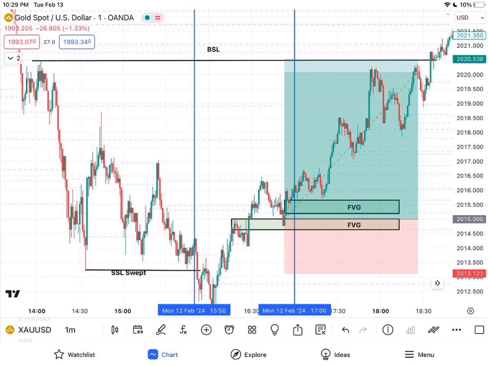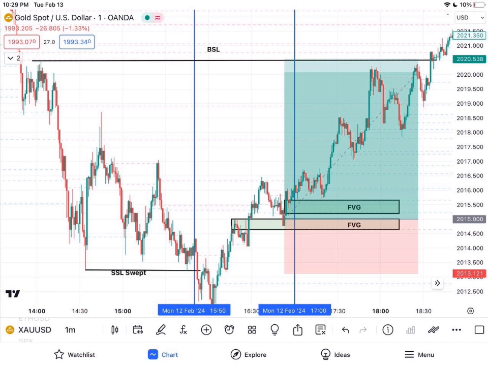So if you look at this chart, I marked the current buy side liquidity and the sell side liquidity. So mark these levels. What you're going to be waiting for is one of these levels to be swept. So for you to catch these levels being swept, you're going to be marking the buy side liquidity and sell side liquidity on the 5 minute chart so you can see these key levels.